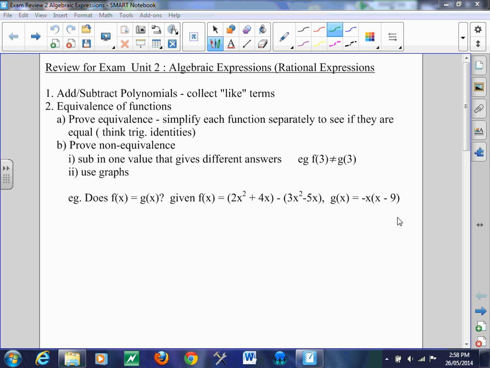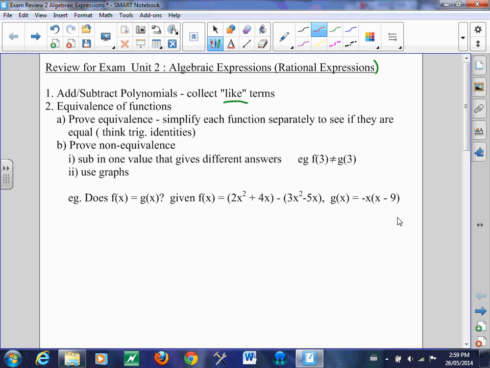Today we're taking a look at unit 2, which is algebraic expressions or rational expressions. I need another bracket in there. Alright, so let's take a look here. To add and subtract polynomials, remember to collect like terms. To have like terms you have to have the same variable and exponent. Okay, that was the first one. That's a review of grade 9 and 10.